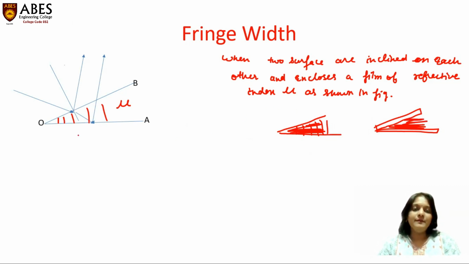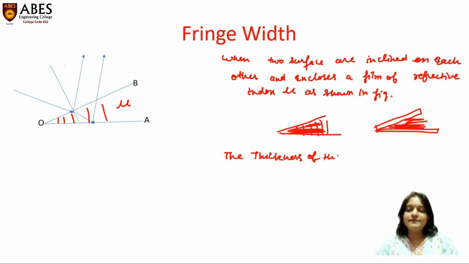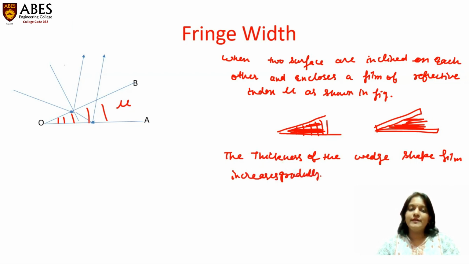In a wedge-shaped film, the thickness of the thin film increases gradually. The thickness of the thin film is 0 at the point of contact, and it has the thickness T at the end point.